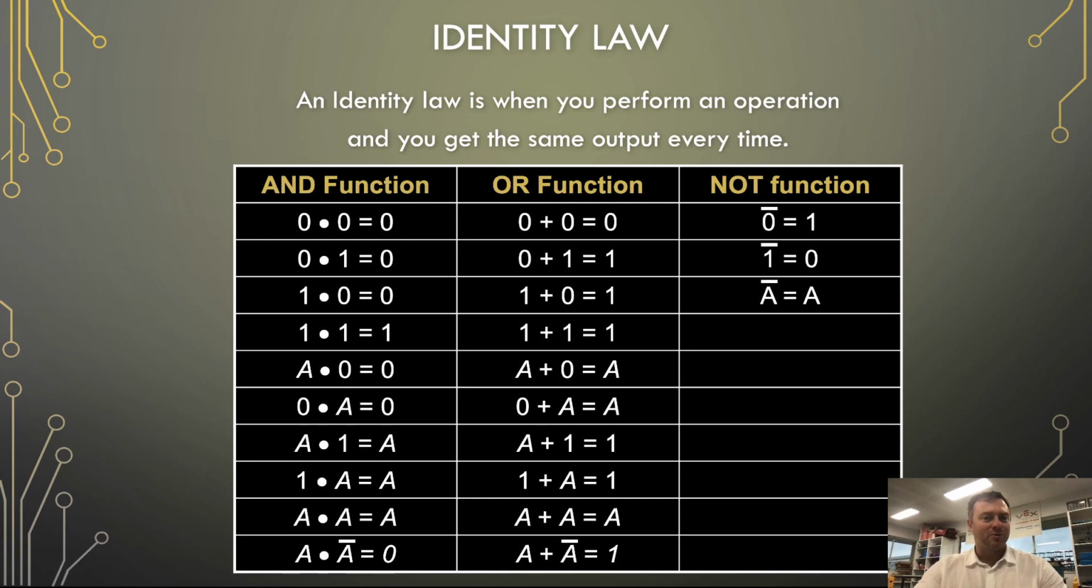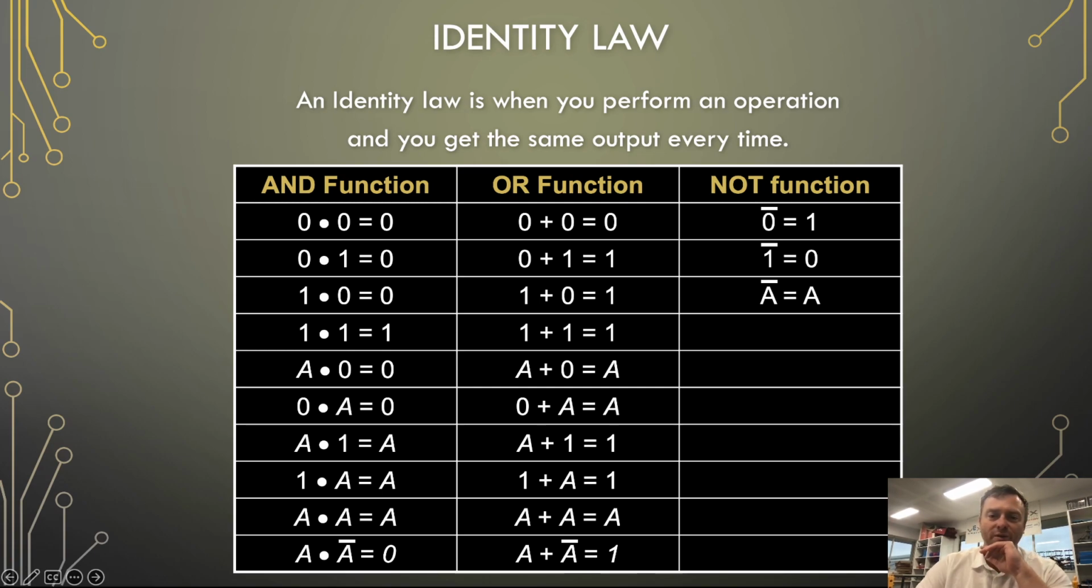So the identity law, if we look at this, if we have and, 0 and 0 gave you 0, 0 and 1 gave you 0, 1 and 0 gave you 0, 1 and 1 gave you 1. Then we can also talk about variables, so we can make this a bit more generic. So if we have a and 0, that will always give a 0, because it doesn't matter what the state of a is. If we have 0 and a, it gives you a 0. If we have a and 1, that will always turn the system on, so that will give you a. 1 and a will give you a. And then if you have a and a, it will give you a. And then if you have a and not a, it will give you 0.